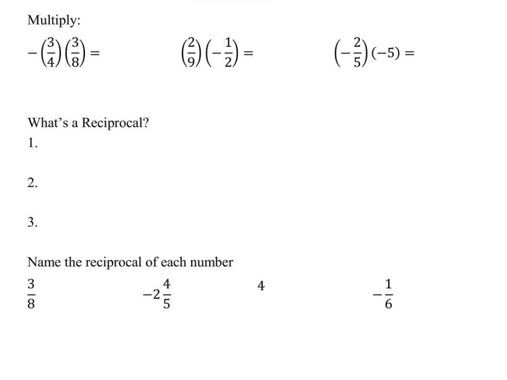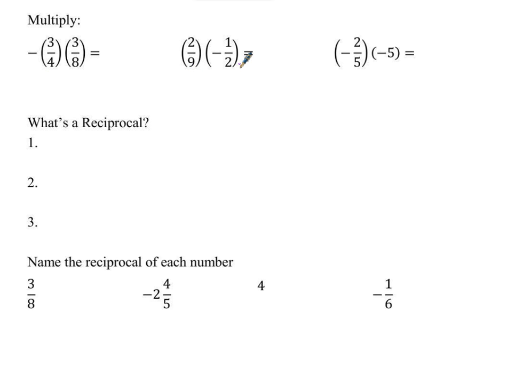I want you to notice the difference in the way that these three problems right here are written. We have a negative out front, and then parentheses around the 3/4, parentheses around the 3/8. What is the sign of the 3/8? What is the sign of the 3/4? They're both positive. But then the negative sign out front says, go ahead and do this multiplication here, and then we're going to make it negative. Okay? It's important that you see that distinction.